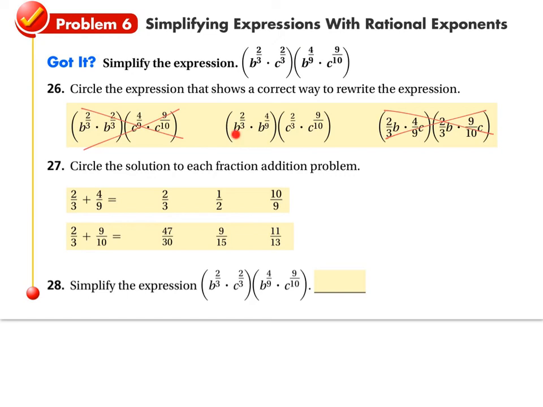Looking at this middle one, our bases are the same. Let's see, we used b to the 2/3, b to the 4/9, c to the 2/3, c to the 9/10. So that one is correct.